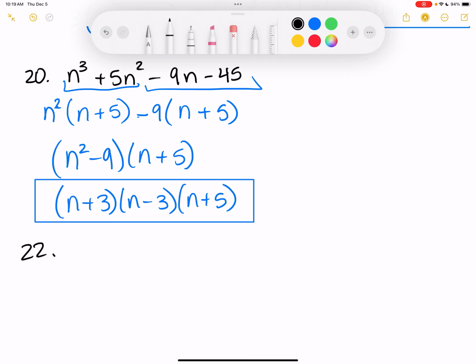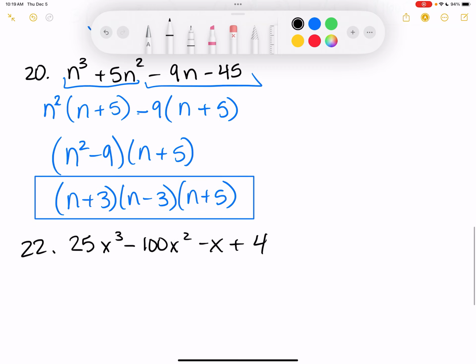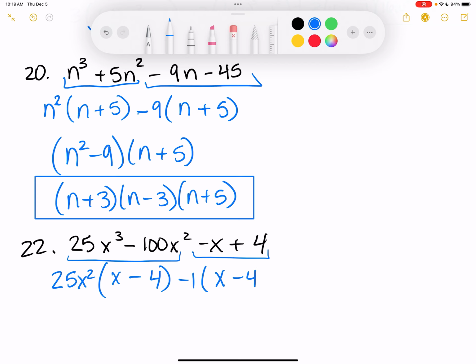All right, one more of these. 25x cubed minus 100x squared minus x plus 4. So I'm grouping the first two and the last two. What can I take out of the first two? 25x squared. And that leaves me with x minus 4. What can I take out of the last one? -1. So that leaves me with x minus 4, which is good because I wanted these things to match.